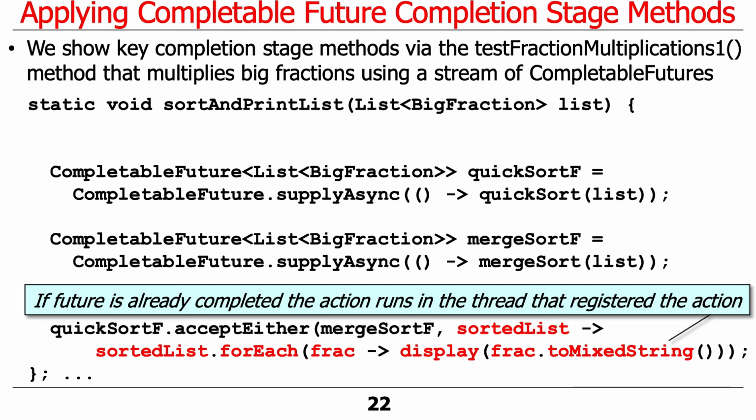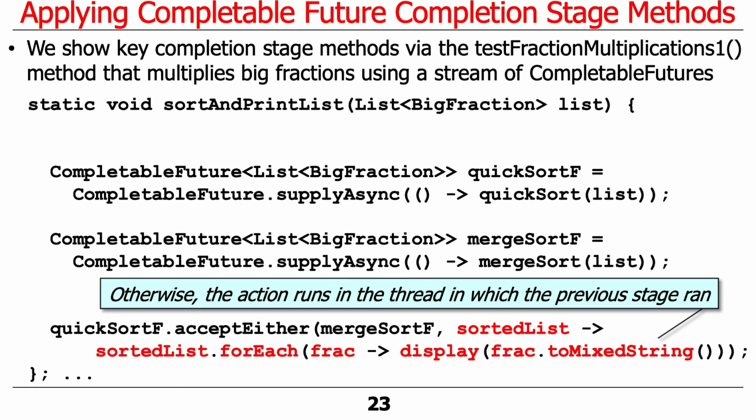Now, an interesting question arises. What thread is this call going to run in? If it turns out that both of these actions finish before acceptEither is called, then the thread that calls acceptEither will be used to print the results. However, if they're still running when acceptEither gets called, then it'll turn out to be the thread in which the previous stage ran, which would probably be a background thread in the worker thread pool for the fork join pool. Doesn't really matter, it's just an interesting side note.